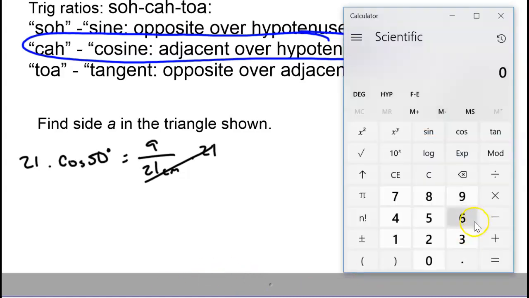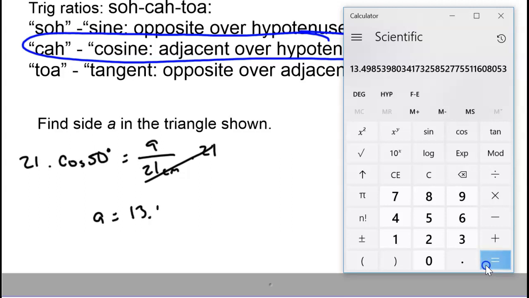Get the calculator out, and make sure it's cleared of everything else. We're going to go 21 times cosine of 50 degrees. This will look a little bit different for you maybe than the way that I have to do it. Make sure you hit cosine and not sine or something else. You should come out with A equals 13.499 centimeters. If you round that to significant digits, it'll be 13.5 centimeters.